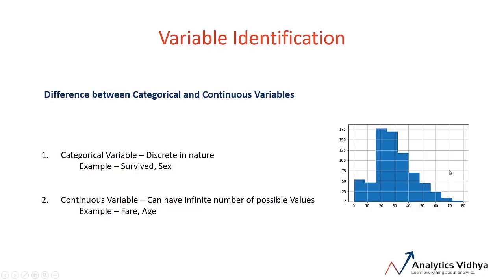So this is the distribution of the age of the people present on Titanic. The age ranged from 0 to 70 and the possible values of age were any value between these two values. So that is why age is a continuous variable.